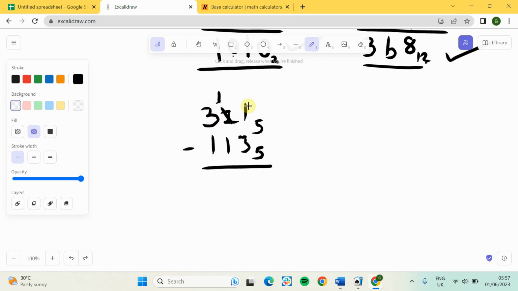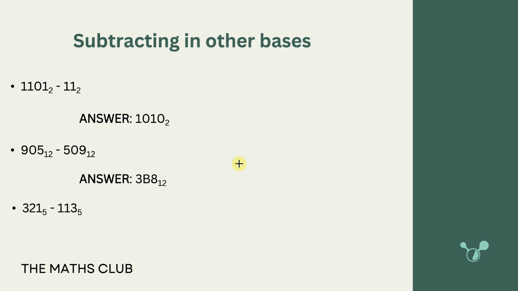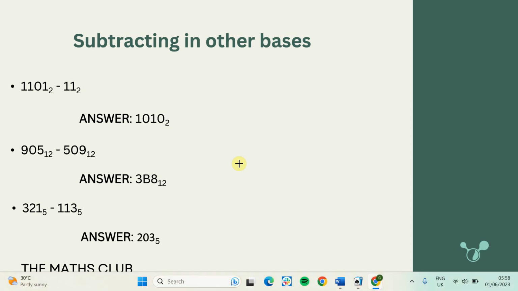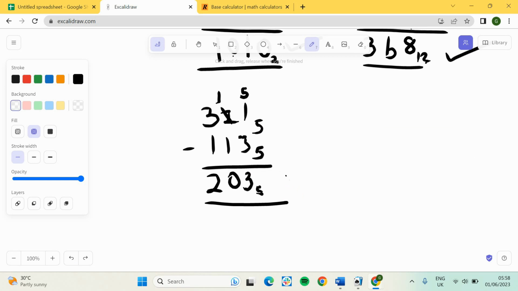Right, so what will I carry over here? Fantastic. I'll carry over 5, right? So 5 plus 1 is 6. 6 minus 3 is 3. So 3 base 5, right? 1 minus 1 is 0, right? And 3 minus 1 is what? 2. So in base 5, this subtraction is going to give me 203 base 5. Let's see the answer. Great. So you can see 203 base 5. That means we did very well.